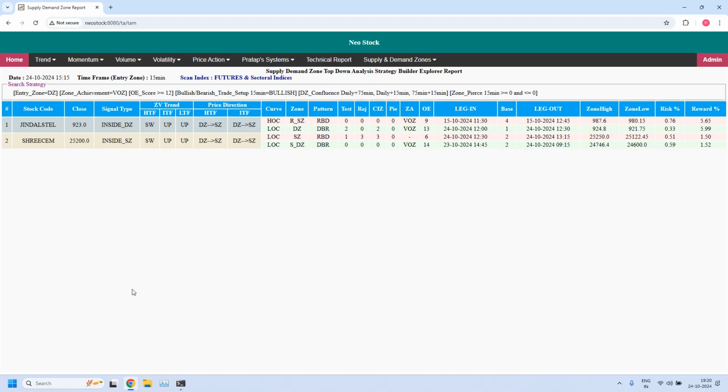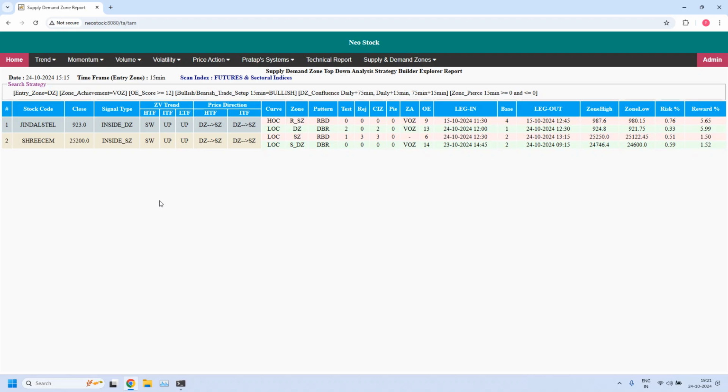So these two stocks are having LTF, ITF, HTF confluence. That means the 15 minutes demand zone is part of the 75 minutes demand zone, both together again part of the daily demand zone. But the daily trend is sideways. Sideways EMA confluence does not add any additional advantage, so we are not looking for EMA confluence. Daily EMA confluence I am not verifying, because the trend is sideways in both these stocks, that is the HTF trend, the daily trend.